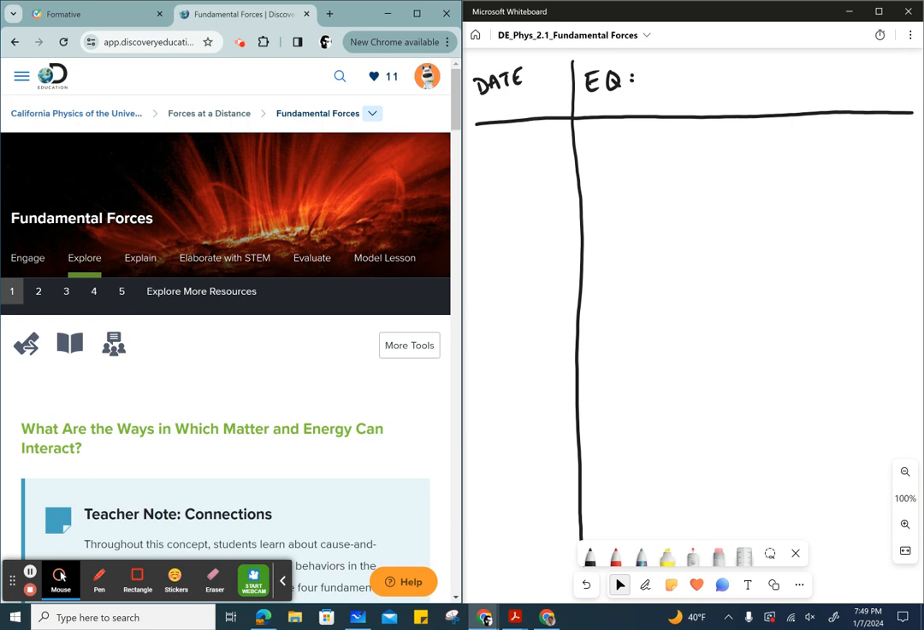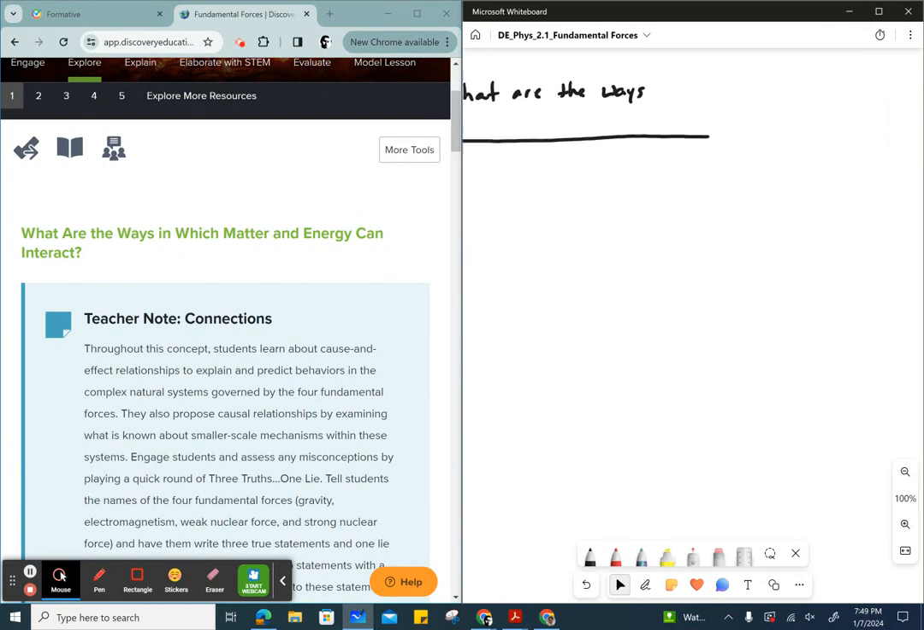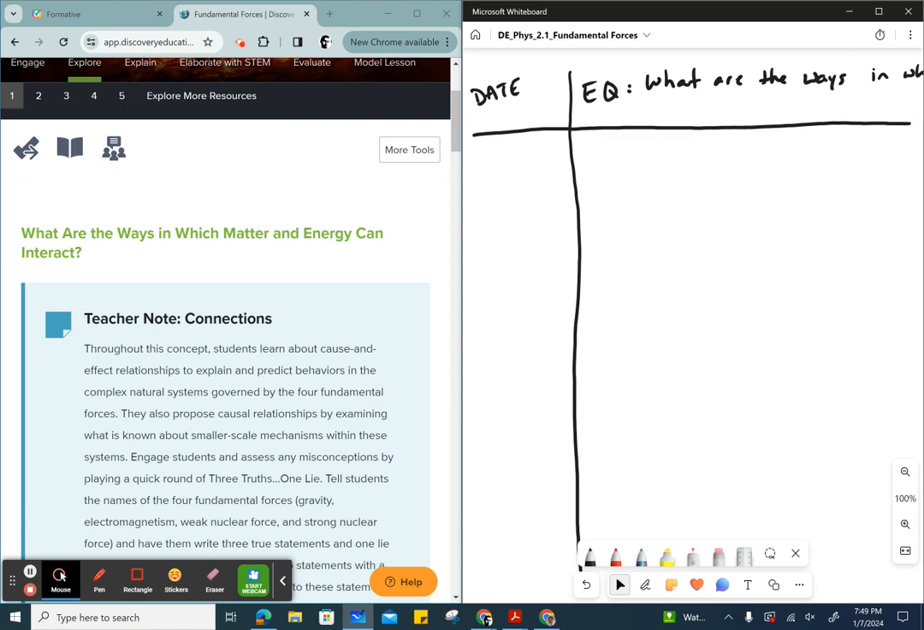Notice that there's 5 pages, 1 day per page. We're looking at explore number 1. What are the ways in which matter and energy can interact? Go ahead and write that down, okay? What are the ways in which matter and energy can interact?